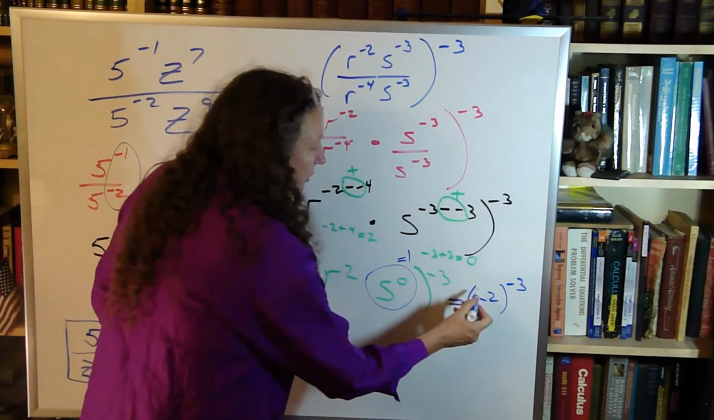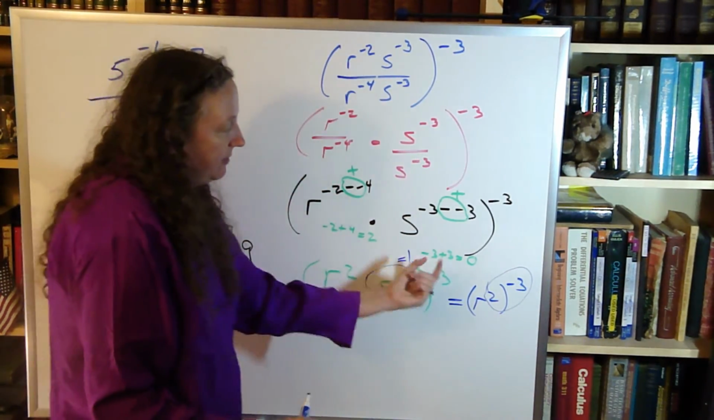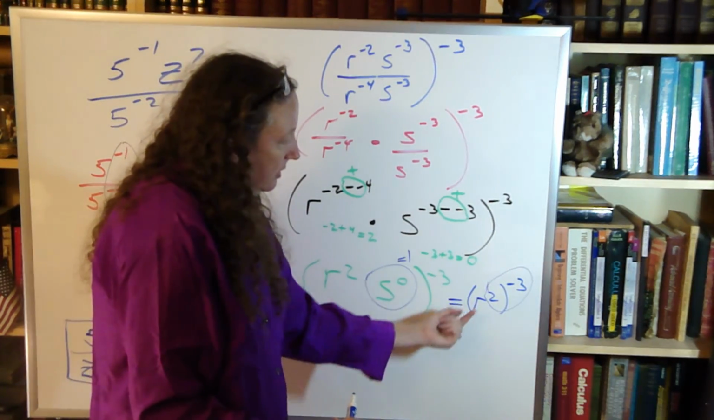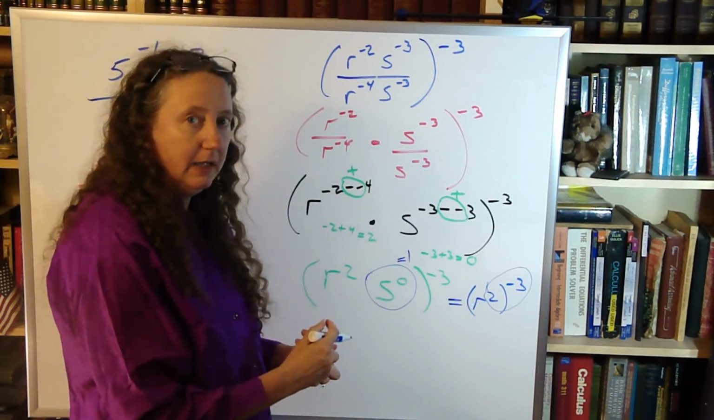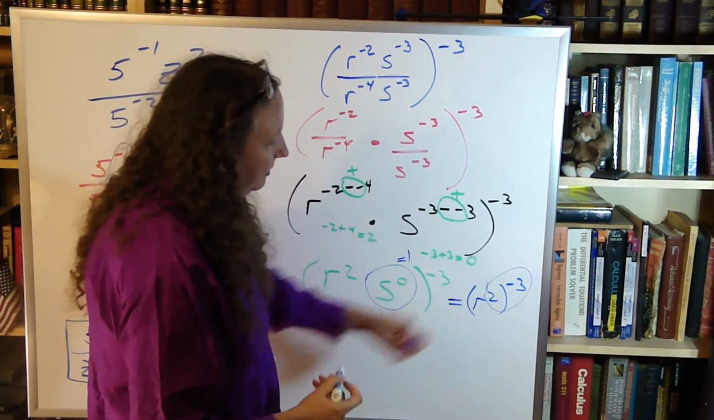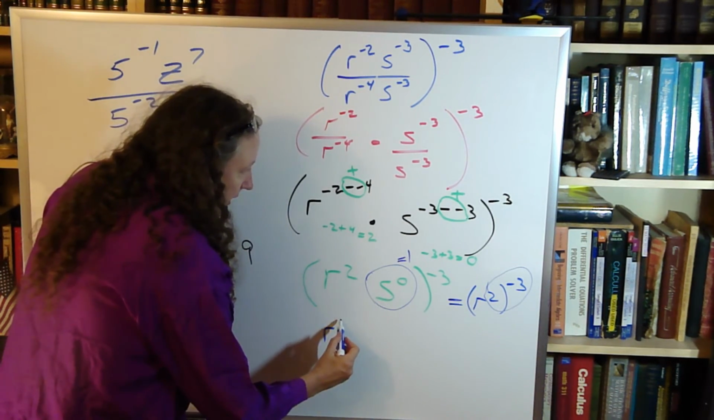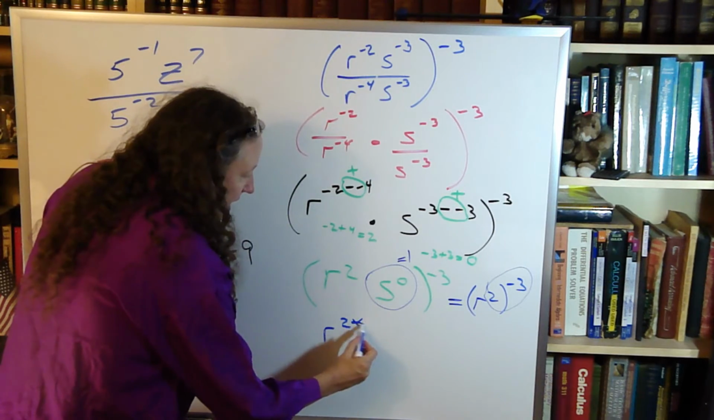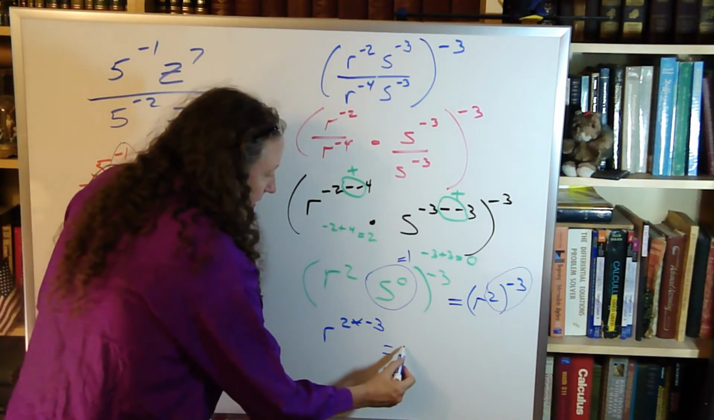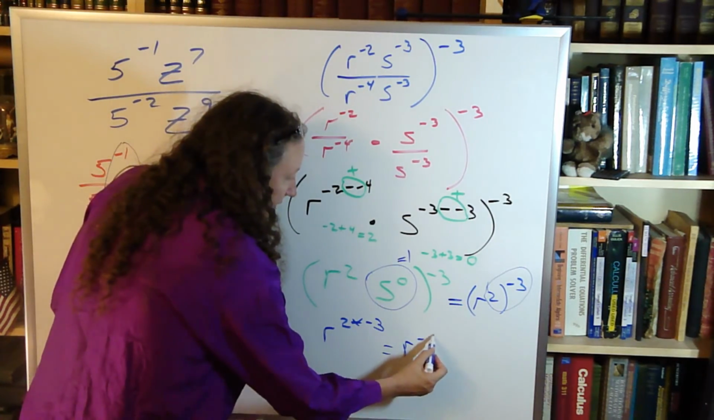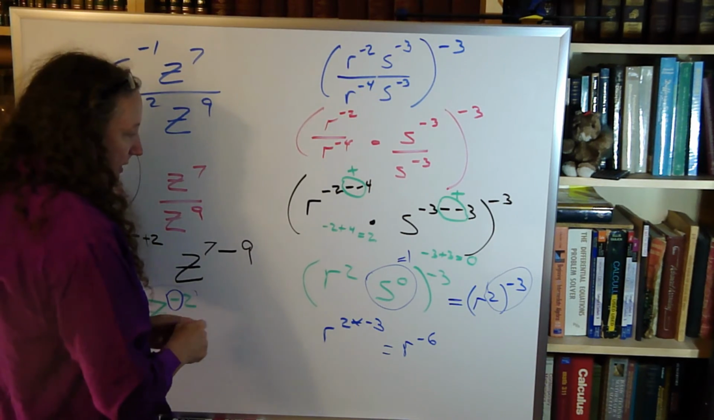So now I want to use my rule for when I have something in parentheses raised to a power, and then the parentheses themselves are raised. I have to multiply the exponent times the exponent. So this is r to the 2 times negative 3, which gives me r to the negative 6. 2 times negative 3, positive times negative is negative. 2 times 3 is 6.